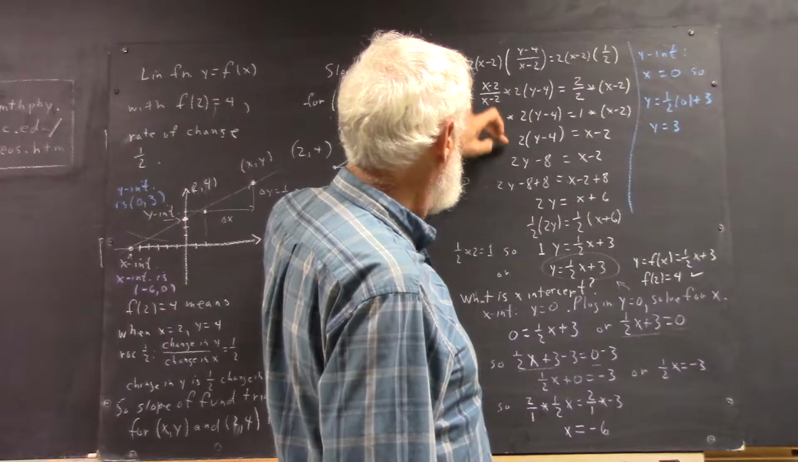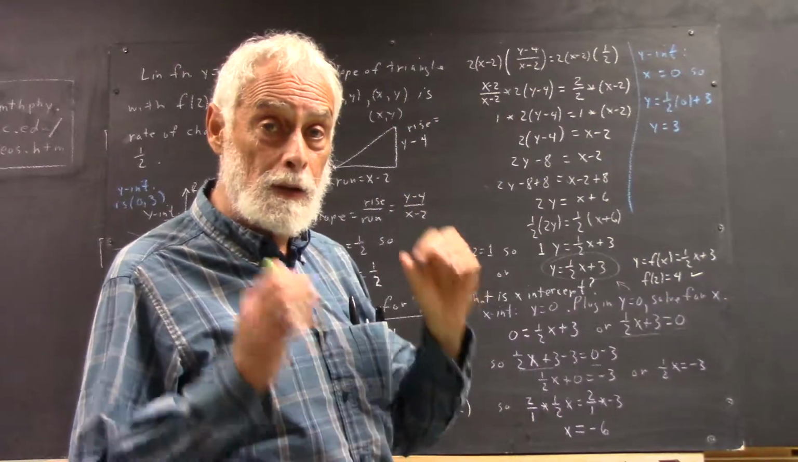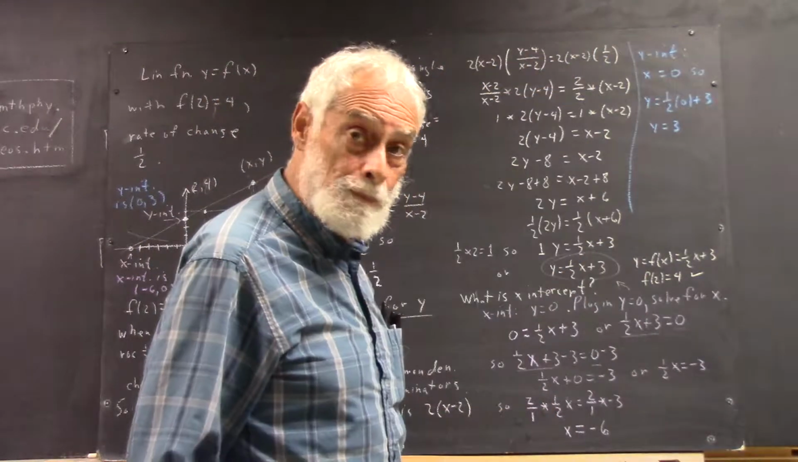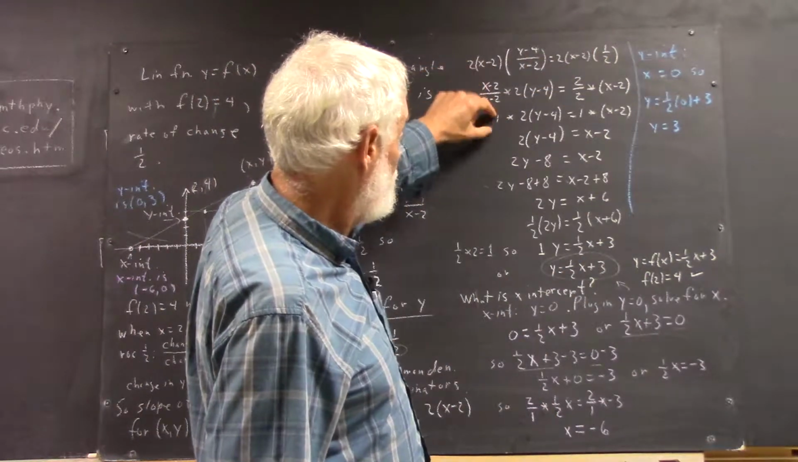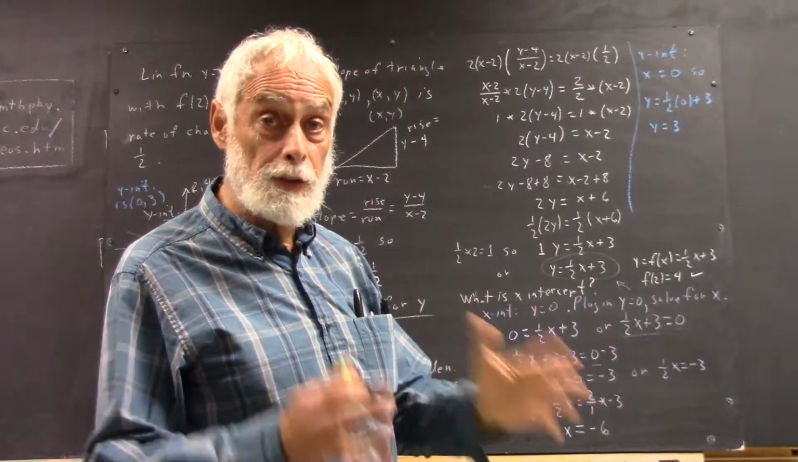So from here to here, it's not a matter of crossing things out. It's not a matter of cancellation. It's a matter of rearranging everything so that this divides out and gives us 1, and this divides out and gives us 1. That's what cancellation is all about.